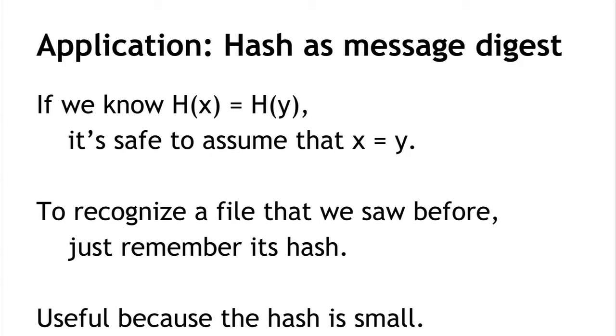Suppose, for example, that we had a file, a really big file, and we wanted to be able to recognize later whether another file was the same as the file we saw the first time. Right? So one way to do that would be to save the whole big file, and then when we saw another file later, just compare them. But because we have hashes that we believe are collision-free, it's more efficient to just remember the hash of the original file. Then if someone shows us a new file and claims that it's the same, we can compute the hash of that new file and compare the hashes. If the hashes are the same, then we conclude that the files must have been the same. And that gives us a very efficient way to remember things we've seen before and recognize them again. And of course, this is useful because the hash is small.